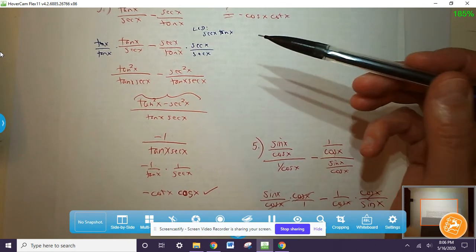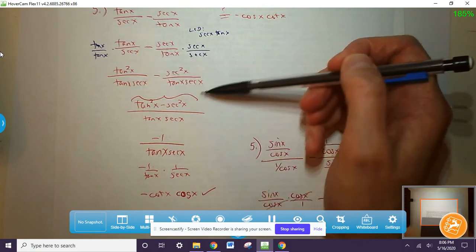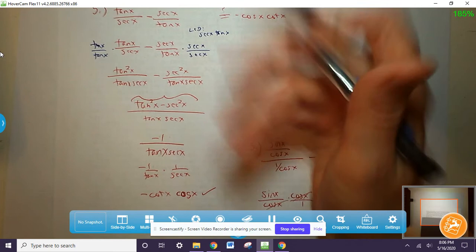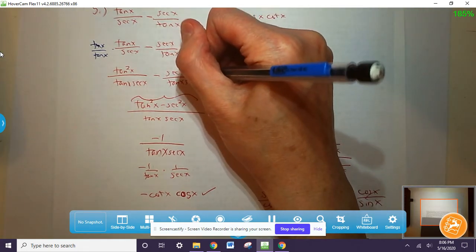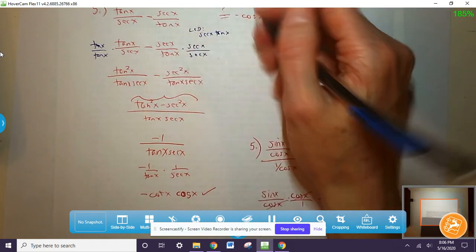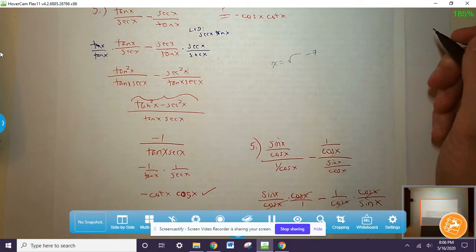Please take a look at your work. Make sure you have x every single time you have a trig function. Or in the previous one, make sure you have theta every single time. You don't want to have a secant squared with nothing in it. A secant squared with nothing in it is, I mean, picture this. Picture if I ask you to solve that equation. It makes no sense.